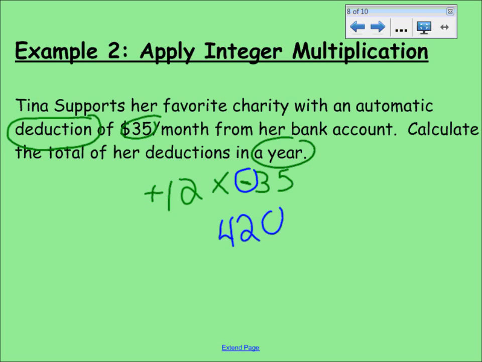We've got a negative and a positive, so we're going to apply our sign rule. When there's a positive and a negative, it equals a negative. So negative 420 was taken from her bank account in that year. 420 was taken from her bank account that year.